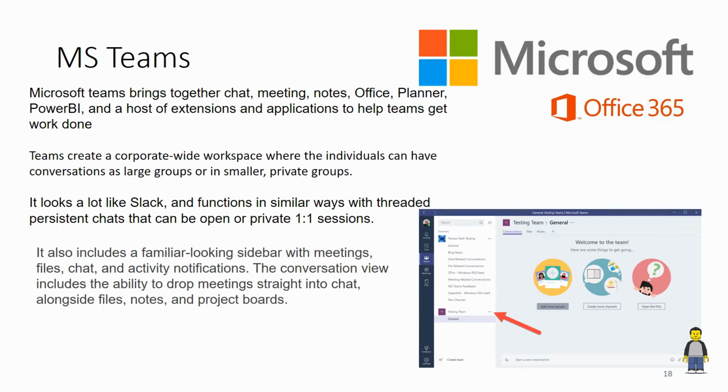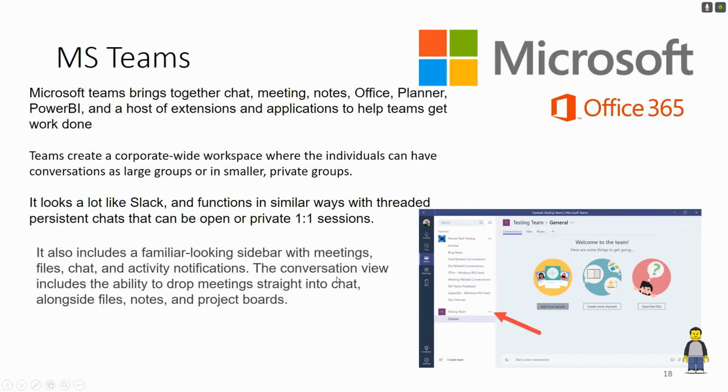Okay, so Teams is a corporate-wide workspace where the individuals can have conversations as large groups or in small private groups, much like the other solutions we've seen so far. It does look, in its appearance, a lot like Slack and functions in similar ways with threaded persistent chats that can be open or private in one-to-one sessions. As you can see from the interface at the bottom right-hand side of the screen, you have your main window, your activity, your chat, your teams, with your channels listed, and a section for files and meetings also.